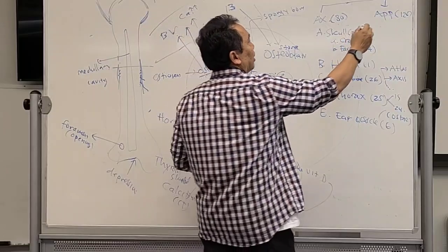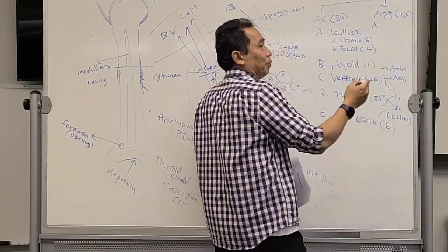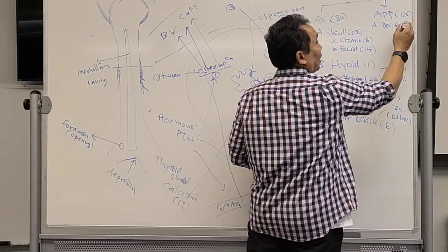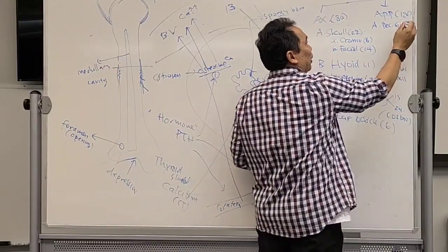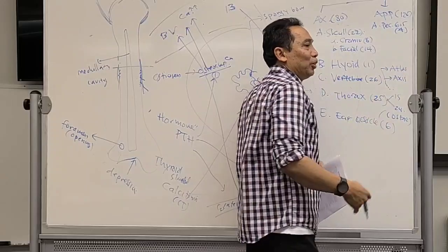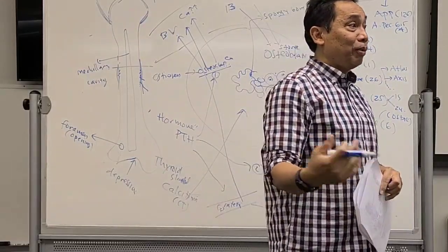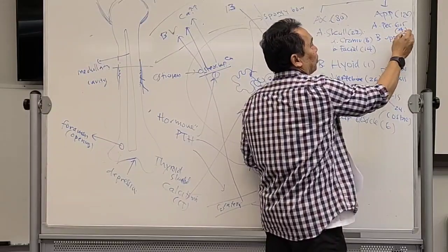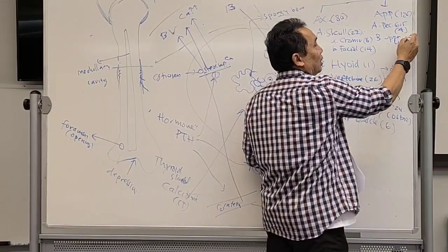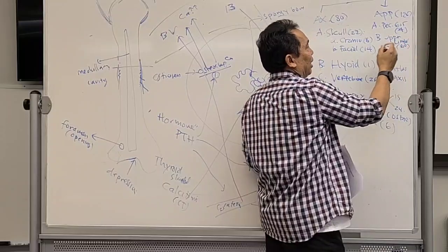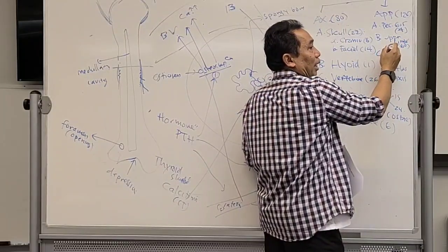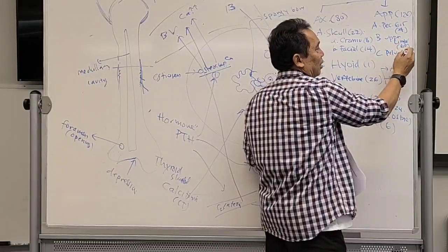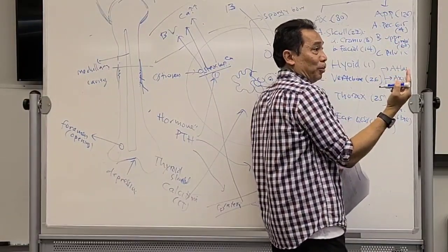Now, the appendicular skeleton. First group, pectoral girdle. How many bones? 4, which is 2 clavicles and 2 scapulae. Second group, upper limb. How many bones? 60. Next group, hip girdle or pelvic girdle. How many bones? 2.